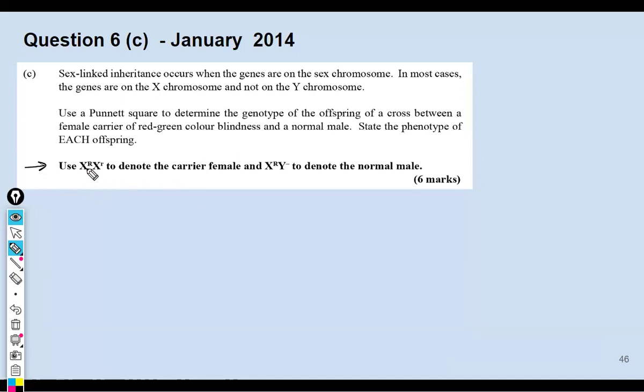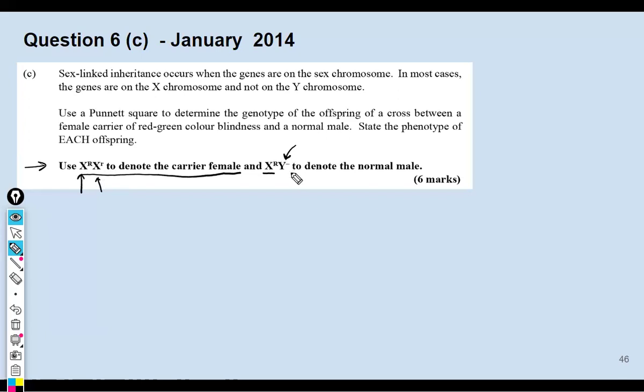They said use X capital R and X common R to denote the female, while the male has X capital R and then a Y with a minus sign. This means that the Y gene has nothing to do with the question. In other words, it doesn't affect the sight of the person in any way. So X capital R is the good one, the dominant one, and the X common R is the one that will cause the red-green color blindness.